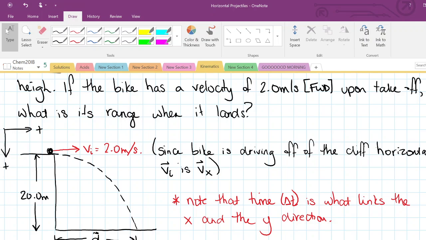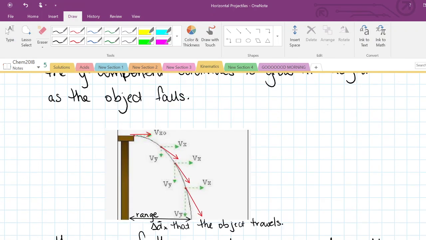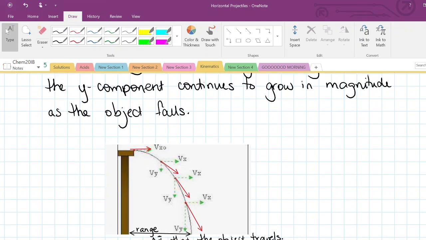And we know that the original velocity, they told us that it takes off, the bike has a velocity of 2.0 meters per second forward upon takeoff. Right? Now remember this diagram that I showed you up here. Because this bike is traveling in a horizontal plane when it launches itself, the magnitude of its velocity is going to be equal to the magnitude of the x velocity, the x component, because the x component matches the direction of travel of the bike at the moment.